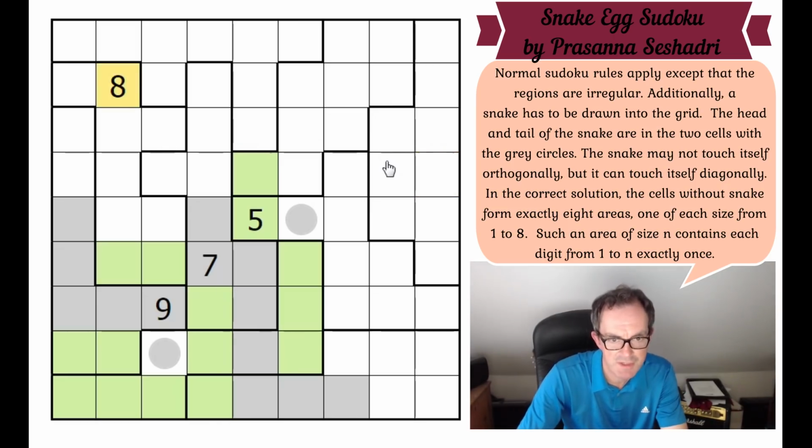Now let's think about this 8. What is the parity of this cell? Now the key is to realise that this green region is of size 8, so it contains the only 8 in the grid that is green, because there is only one size 8 region that is not on the snake. Everything else has to be on the snake, so that's grey.